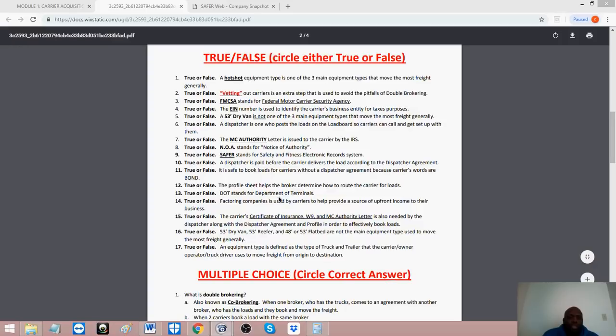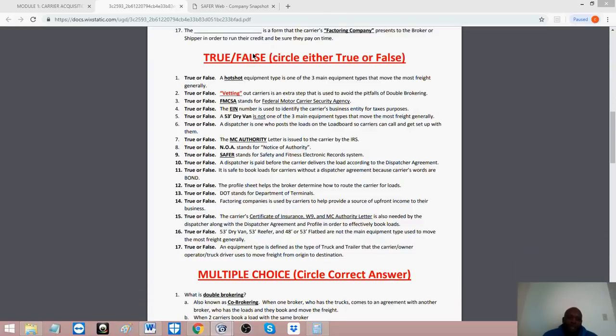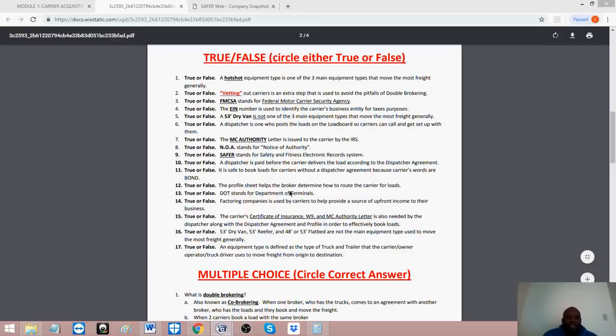Number 13, DOT stands for Department of Terminals. Okay, you guys got that wrong. That's false. It's Department of Transportation.